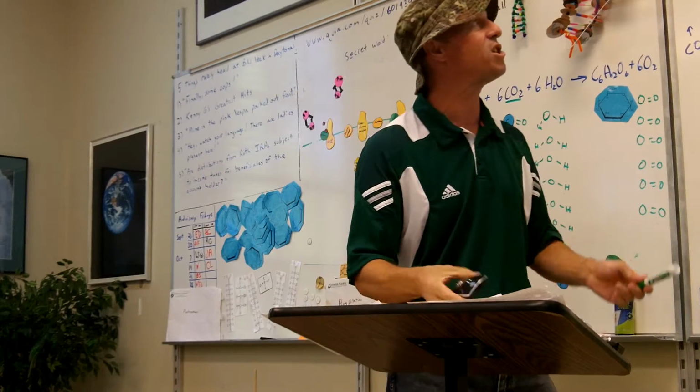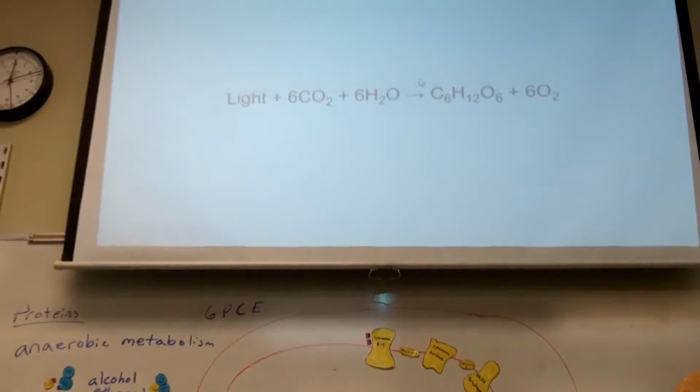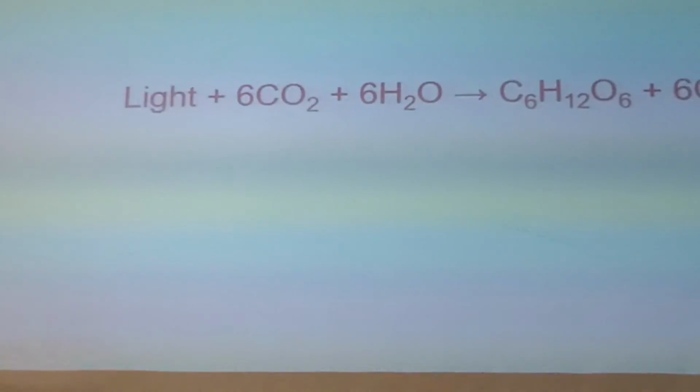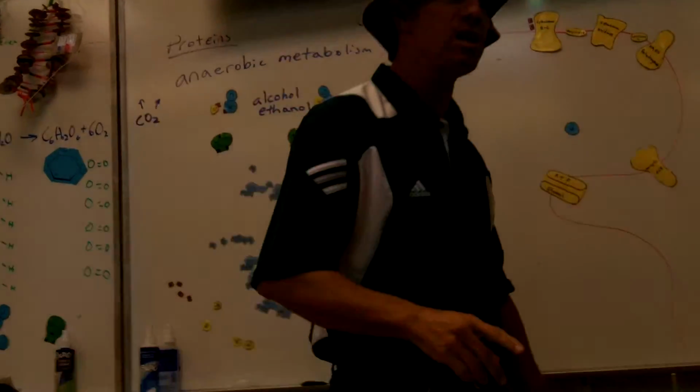So this is the equation. You got to memorize this. 6 CO2s and 6 H2Os yields glucose plus 6 O2. Can you do that equation? Let's see if you can do that equation.